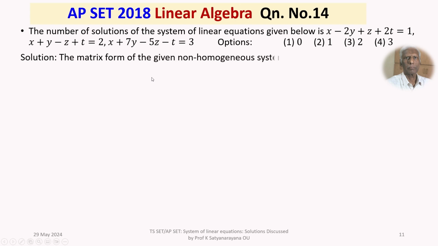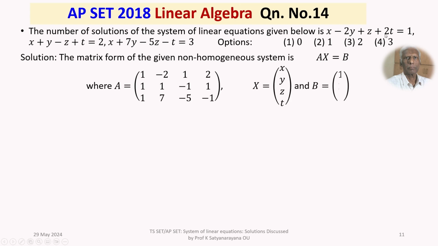Solution. The matrix form of the given non-homogeneous system is, directly we are writing AX is equal to B, where A is 1, minus 2, 1, 2, and the second row 1, 1, minus 1, 1. Third row 1, 7, minus 5, minus 1. X is X, Y, Z, T, 4 variables. B is given to be 1, 2, 3.